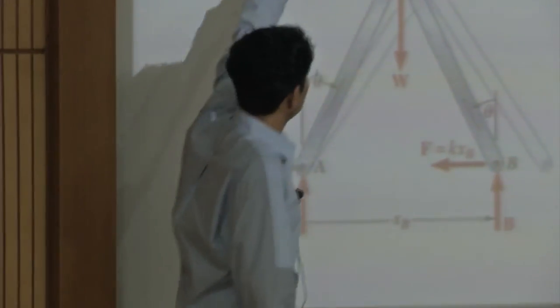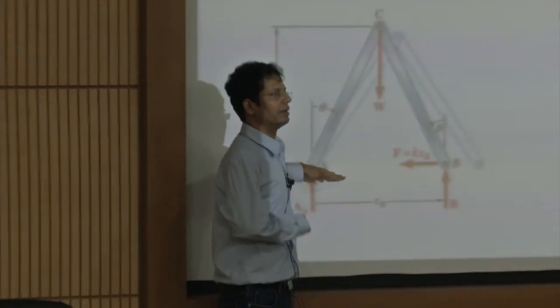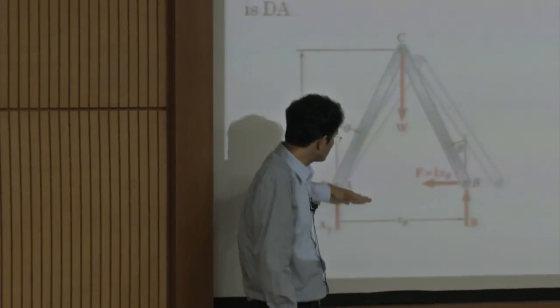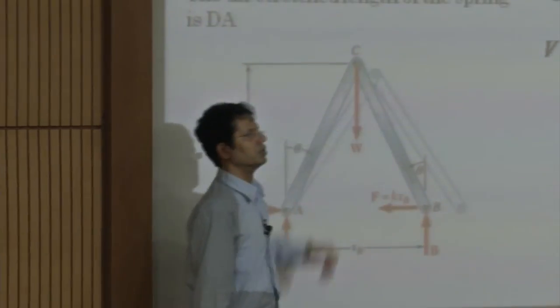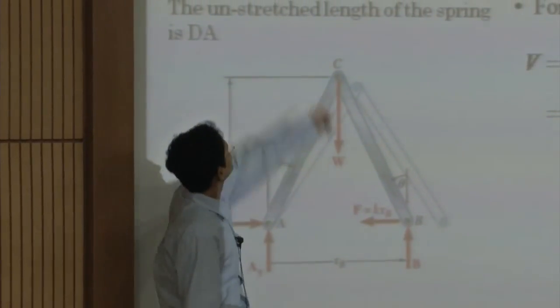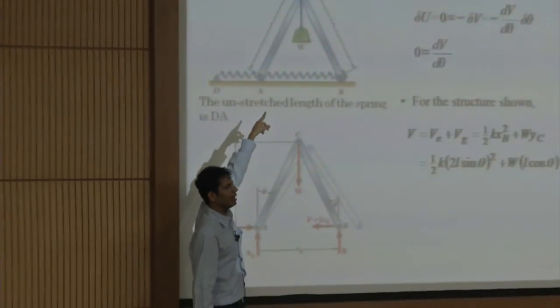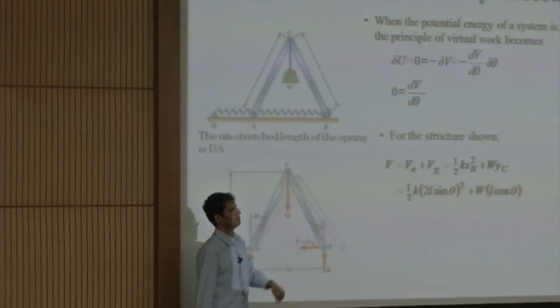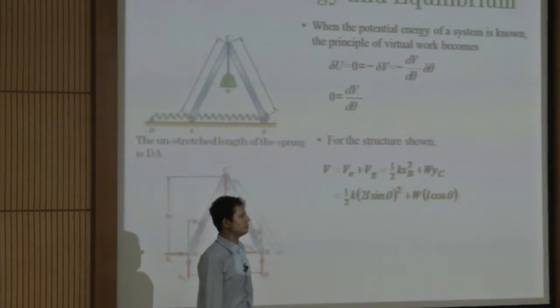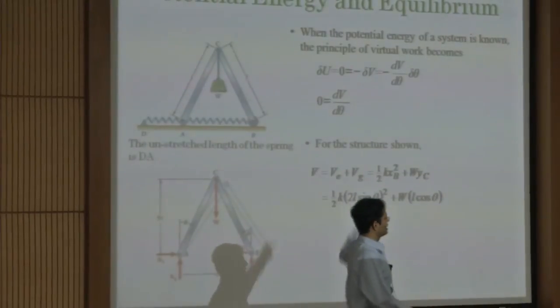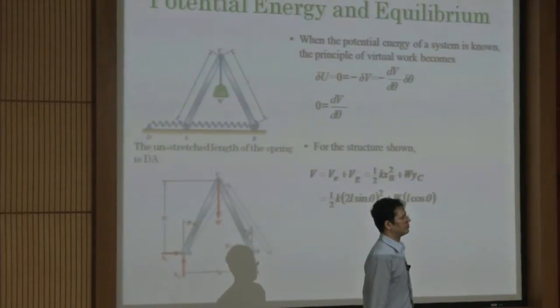If you take this bottom line as the datum plane, with respect to that, what is the height of W? If you replace that W, what is the height with respect to the base plane? It will be W cos theta minus the length of that string. Yes, sir, minus the length of the string.